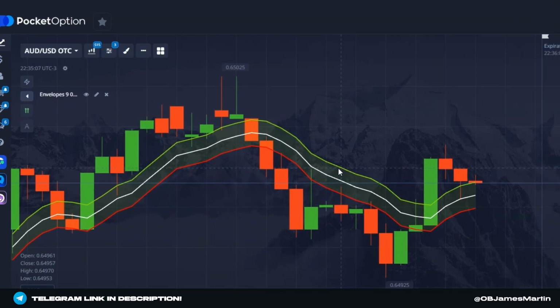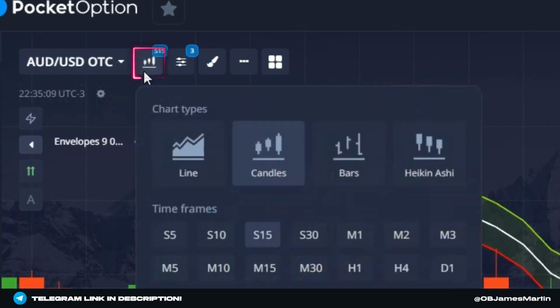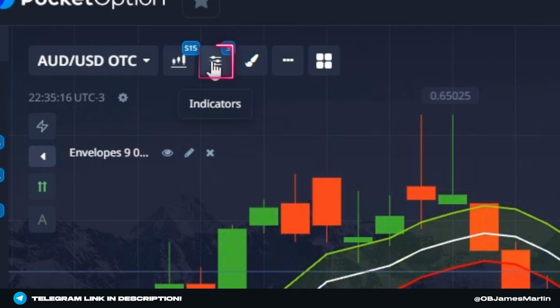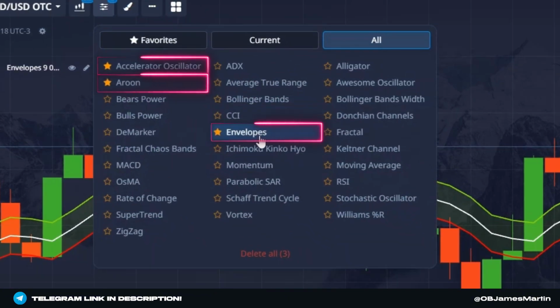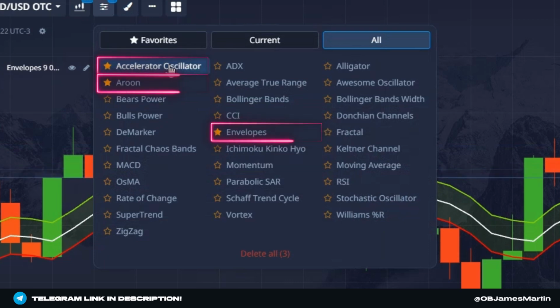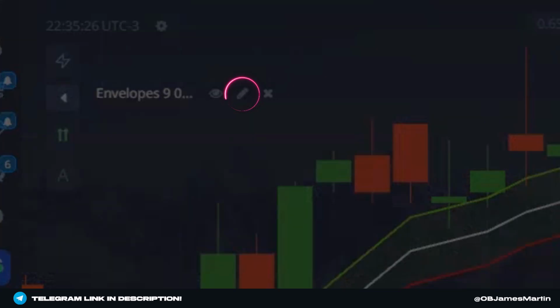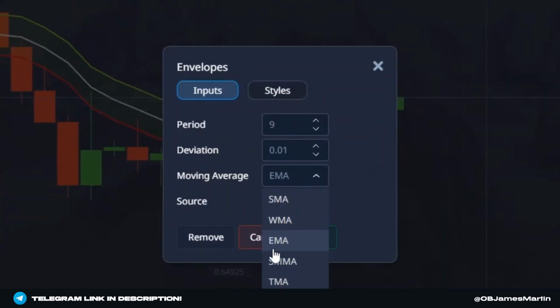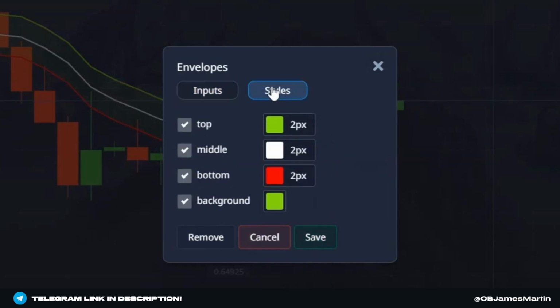Let's start with $17, guys. For this one, we're going to start with classic candles and a 15 seconds time frame. We're going to use three indicators: Envelopes, Accelerator Oscillator, and Aroon. For Envelopes, you're going to use 9001 EMA and open for source. The size is up to you, as I said in the previous video.